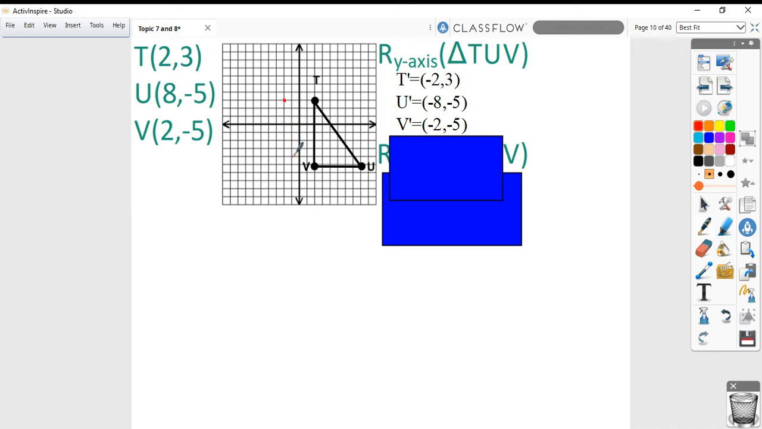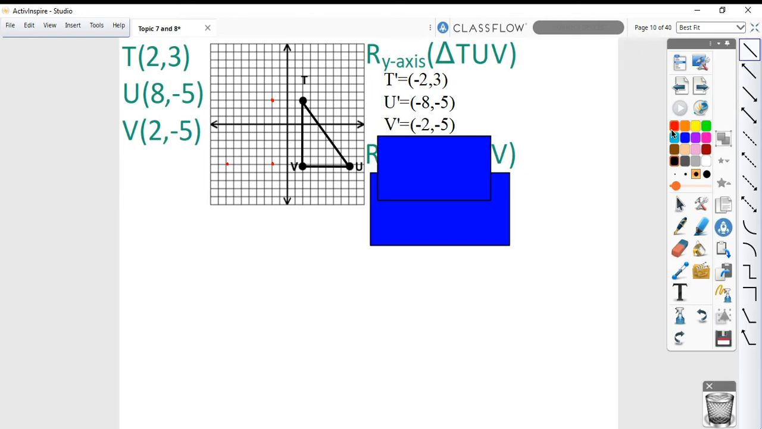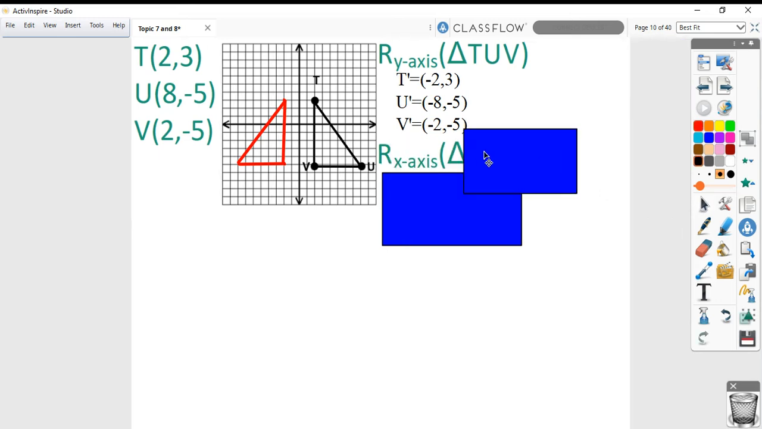Okay, and you can see how this becomes the flipped over version of the triangle. You can see pretty easily how it becomes the reflected version of this triangle. And right there we have it. The reflected version of that triangle reflected over the y-axis. That's what it would look like.